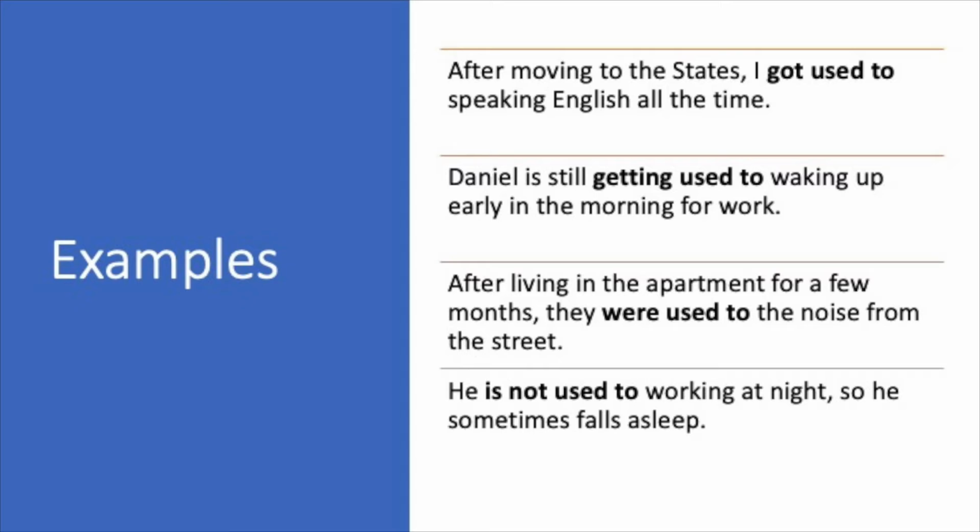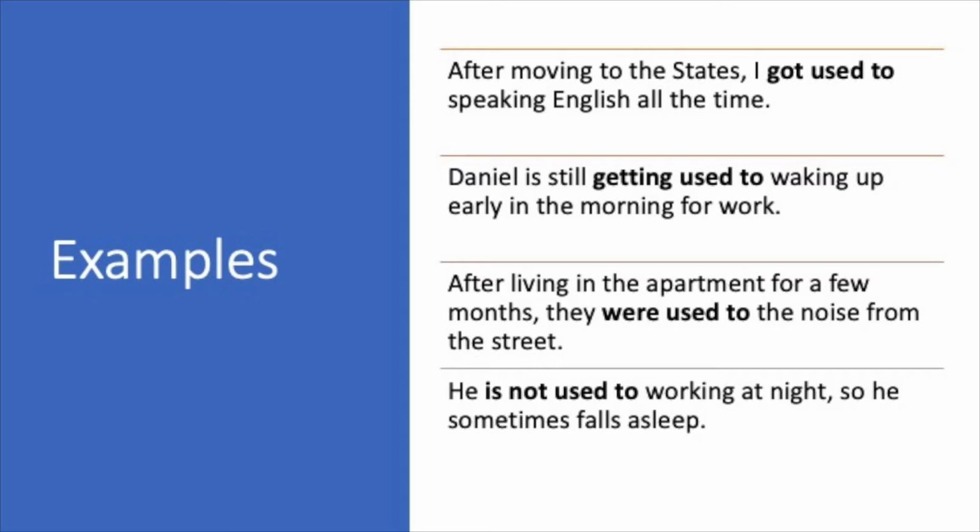Let's look at some examples. Don't worry, we have examples. After moving to the States, I got used to speaking English all the time. Got gives us the tense, past tense. Used to, speaking. Speaking is a gerund, a verb that ends in ing, acting as a noun. Daniel is still getting used to waking up early in the morning for work. Getting gives us the tense. Used to stays the same. Waking is a gerund.